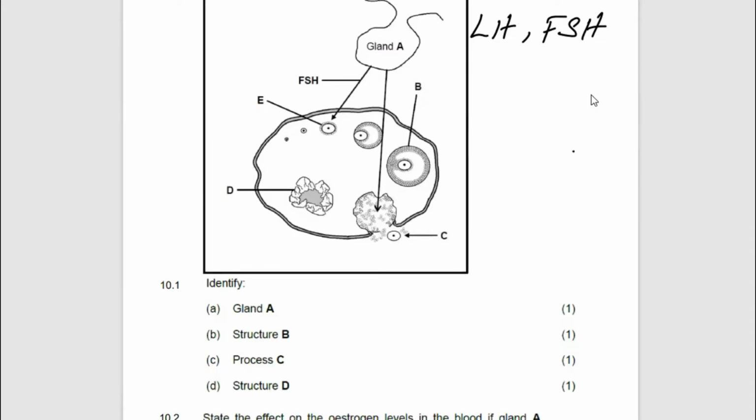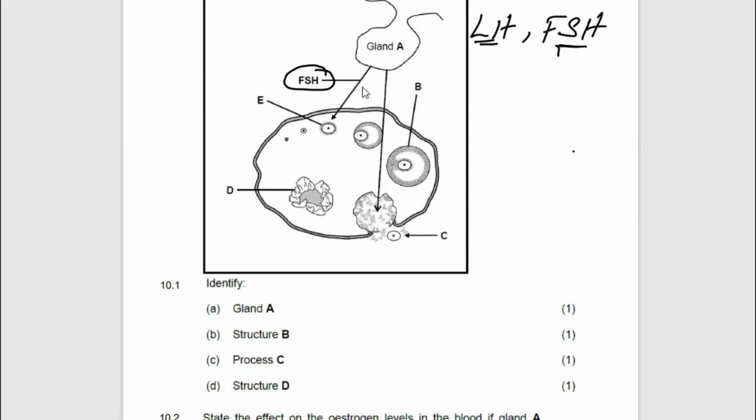Don't forget to write the correct spelling. So you're saying gland A, structure B, follicle stimulating hormone. Basically, now we see that this is follicle stimulating hormone. If this is follicle stimulating hormone, automatically this one is going to be luteinizing hormone, because we said you only have two hormones. So the next hormone must be luteinizing hormone.